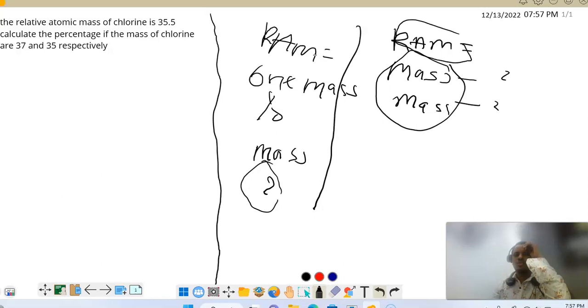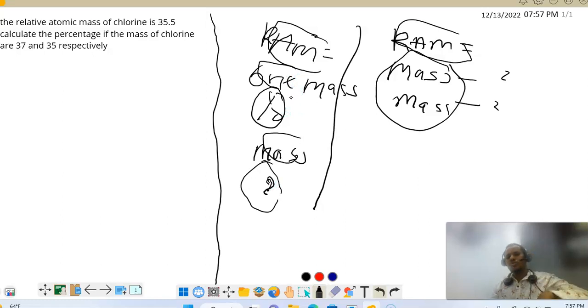The last question that we did was when given a relative atomic mass, one of the masses and its percentage, and the other mass also given, and we don't know the percentage of the other mass. That one is the one that we saw in our last lesson, and it's there on the YouTube channel. But today we are going to see, when given the relative atomic mass and the two masses, how do you get the percentage of each mass? That's what we are going to see. Okay, let's start.